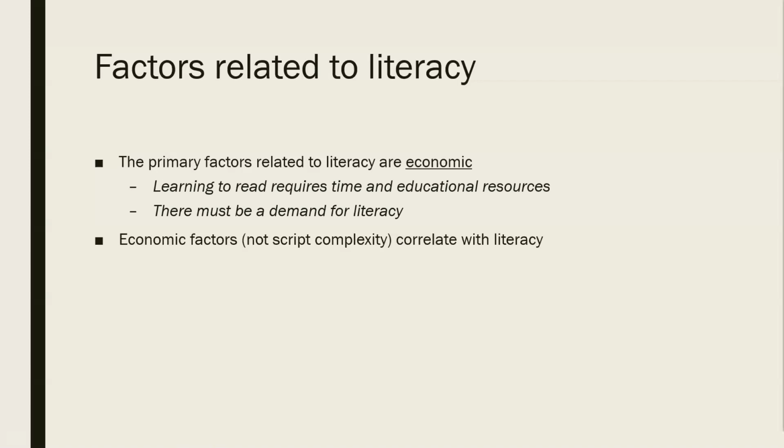And we've seen by looking at the data from UNESCO that the economic factors are the factors which correlate with literacy, whether that's positive or negative. And script complexity, namely the number of symbols used in the script, has no correlation with literacy. So this is yet more evidence that it's the economic factors that are important for literacy, not the complexity of a script. We've also noticed how literacy is unevenly distributed across the world.